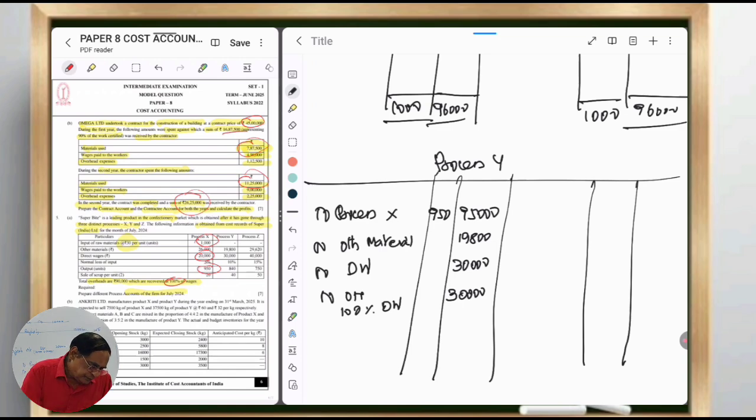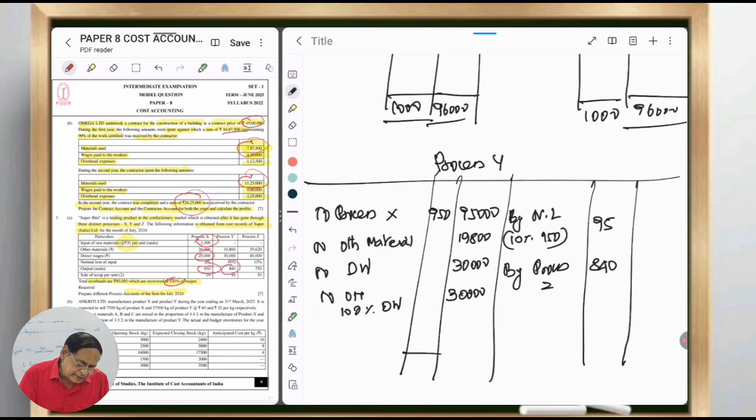So here normal loss, how much? The percentage is 10%. So 10% of 950, so 95 is the normal loss. So process transferred, by process Z, how much is transferred? That is 840.